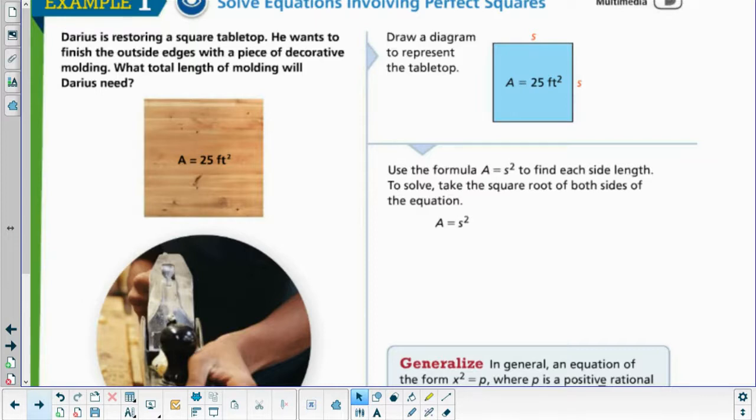What total length of molding will Darius need? Okay, so this was a figure that we've seen before. They have the picture here of the table. They drew the figure. The area of the inside is 25. We do not know what the 2 sides are.